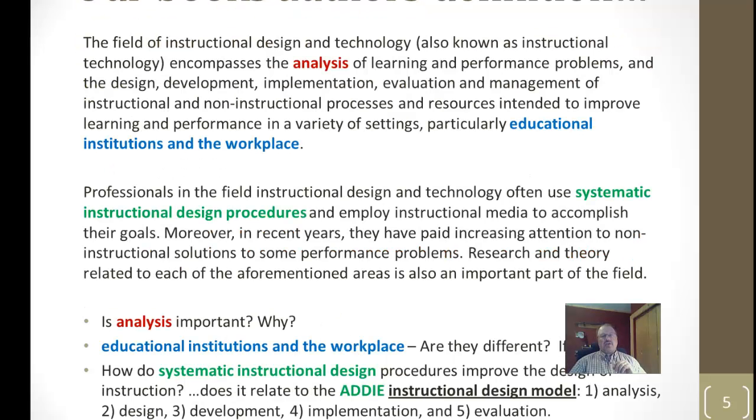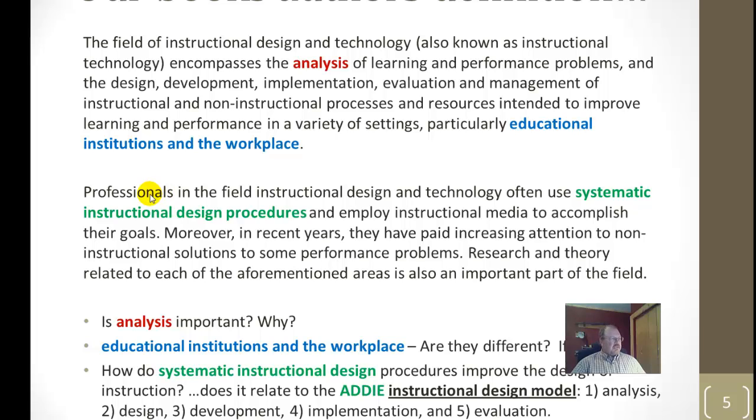Now, our book's authors define this a little bit differently, and I'm going to read from my screen on the left here. The field of instructional design and technology, also known as instructional technology, encompasses the analysis of learning and performance problems and the design, development, implementation, evaluation, and management of instructional and non-instructional processes and resources intended to improve learning and performance in a variety of settings, particularly educational institutions and the workplace.